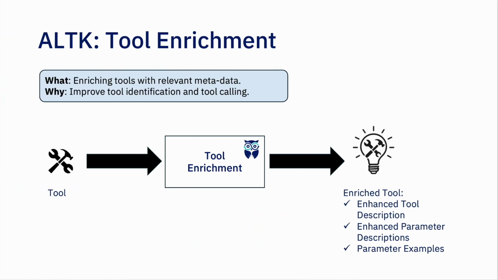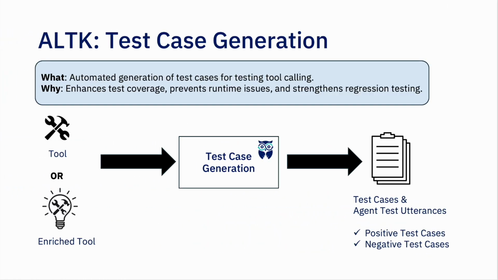Now, let us look at the test case generation component of ALTK. This component automates the generation of reusable positive and negative test cases and corresponding agent test utterances to be used for testing tool calling. It helps in improving coverage of testing tools to minimize errors at runtime. Now, let us look at an example of a Python tool and how to generate test cases using ALTK.